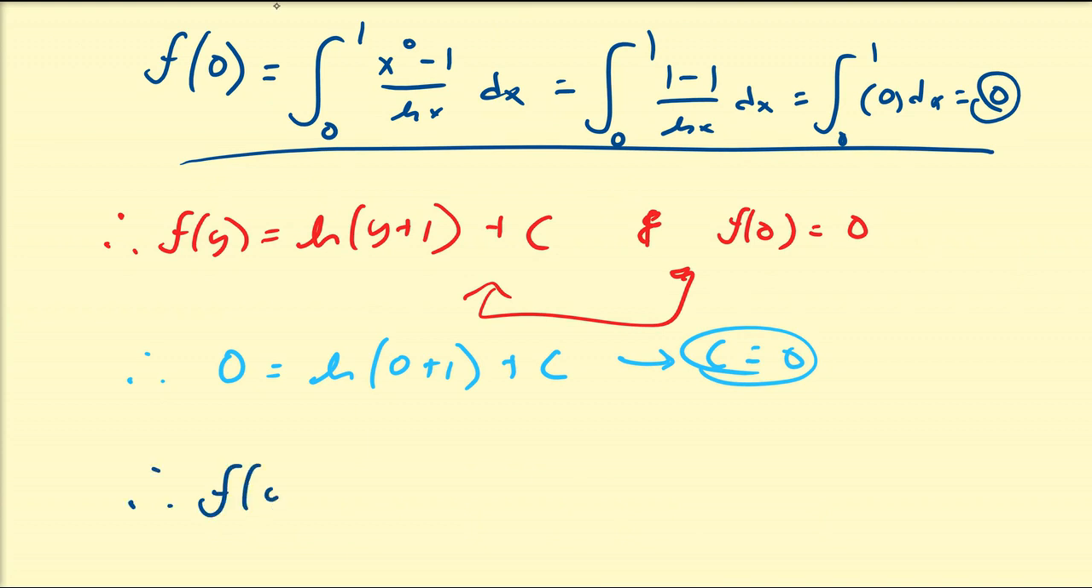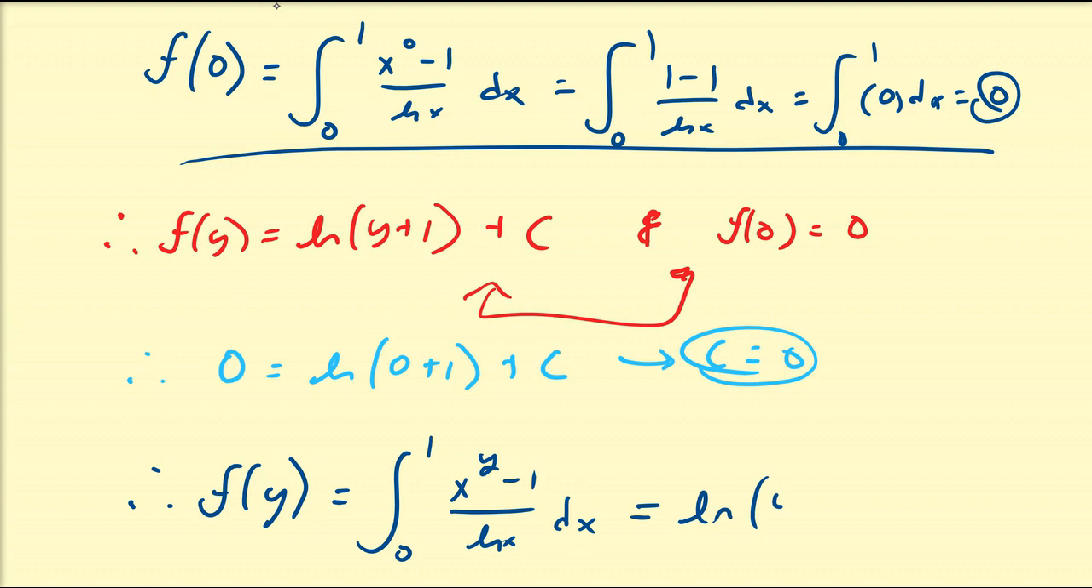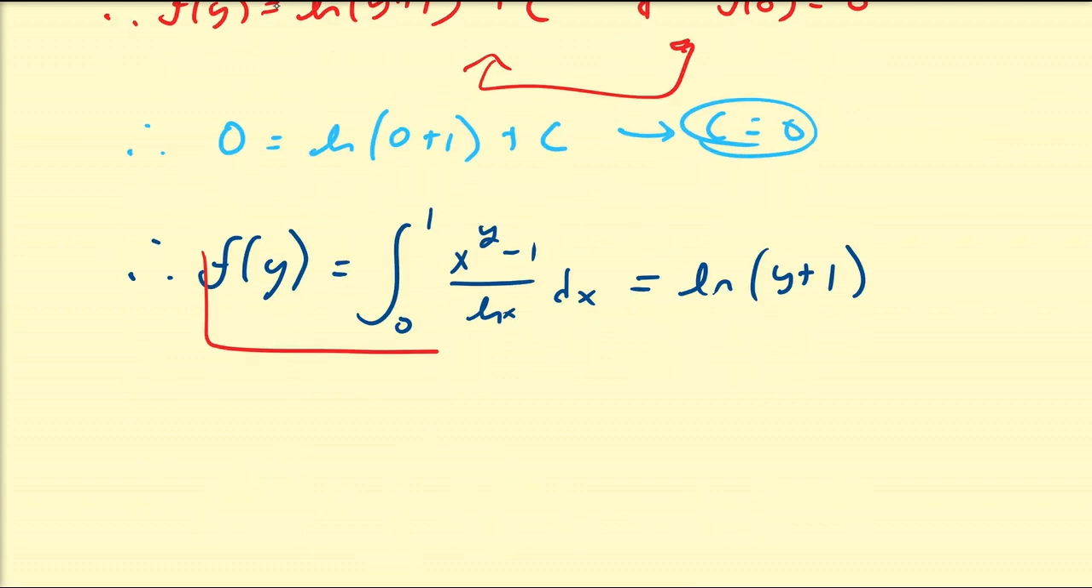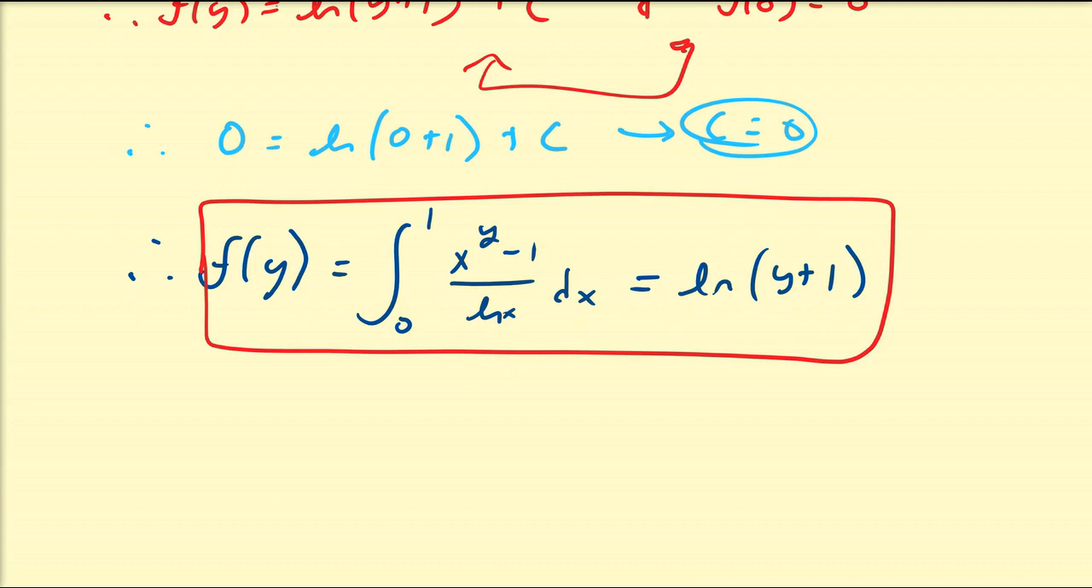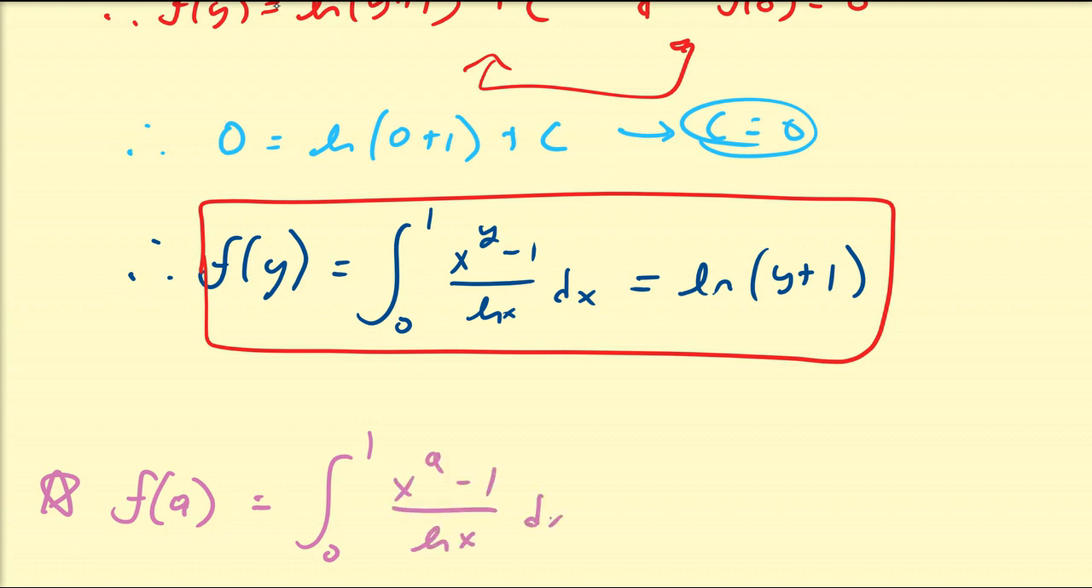f of y, which is the same thing as the integral from 0 to 1 of x to the y minus 1 over the natural log of x dx, is precisely equal to the natural log of y plus 1. So now we go back to the equation that we were interested in. Remember that our star integral is the same as f of a, namely the integral from 0 to 1 of x to the a minus 1 over the natural log of x dx. So by this relationship, we see that that's just equal to the natural log of a plus 1.